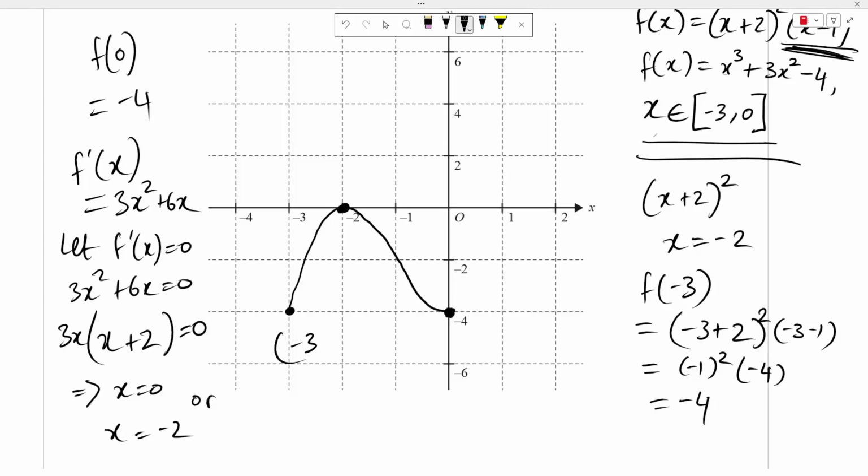Now we can just label. And that's it. That's our graph.